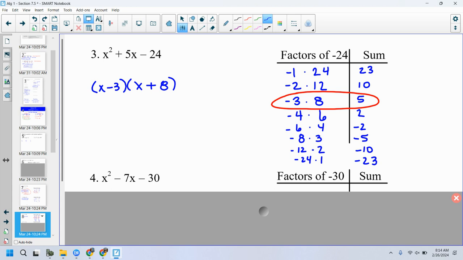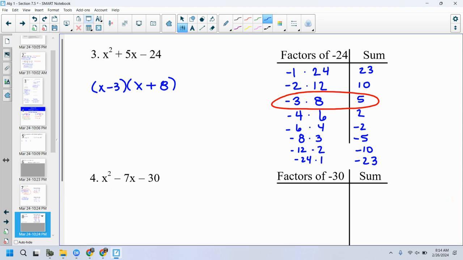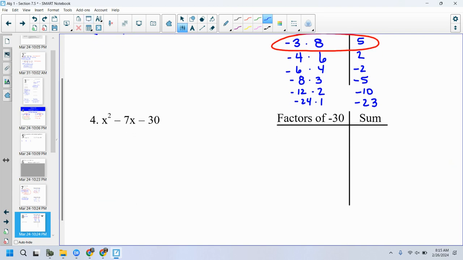I always think of factoring trinomials kind of like a puzzle. You just got to find which puzzle piece fits. Okay, let's take a look at number 4 here. Factors of negative 30 that add together to get negative 7.